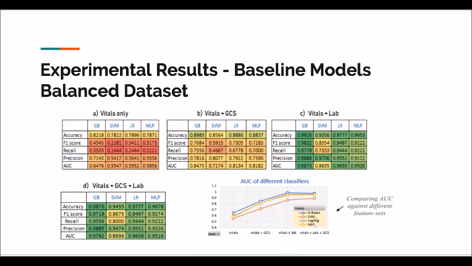Let's talk about the results, baseline models, balanced dataset. We used vitals data, vitals plus GCS, vitals plus lab, and we combined all of them together. As you can see, all the scores, accuracy, F1 score, recall, and precision, were increasing when we added GCS and lab with vitals. And when we combined all of them together, the score improved dramatically. Gradient boosting works well compared to support vector machine, logistic regression, or multilayer perceptron.